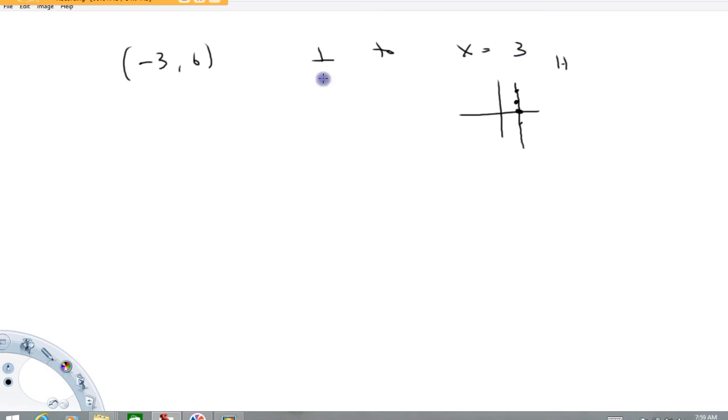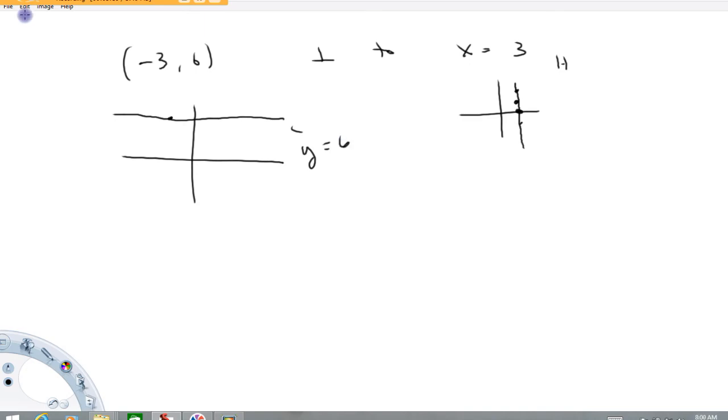If we're looking for a line perpendicular to that, that's going to be a horizontal line. So we are looking for a horizontal line. I'm going to plot this over here. That goes through the point negative 3, 6. So 3 left, 6 up, and horizontal. Now the equation for a horizontal line always looks like y equals something. In this case, it's got to be y equals 6. And that one is done.